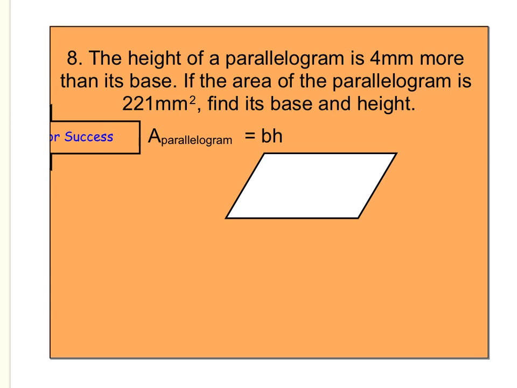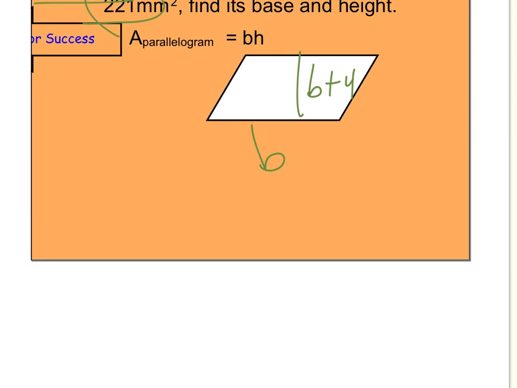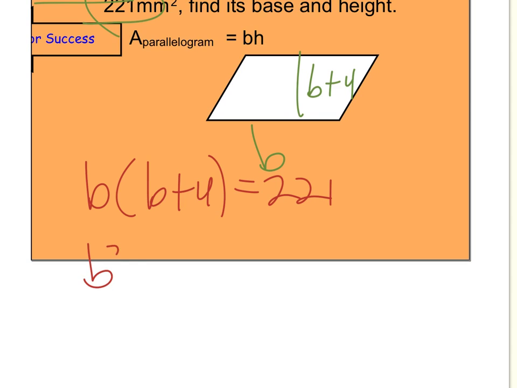So if I take the height of a parallelogram is 4 millimeters more than its base, if I go b, this will be b plus 4. And that's going to be equal to 221. Find the base and height. I can do that because I know what I'm doing with algebra. So b times b plus 4 equals 221. So that's b squared plus 4b equals 221. So bring that over.